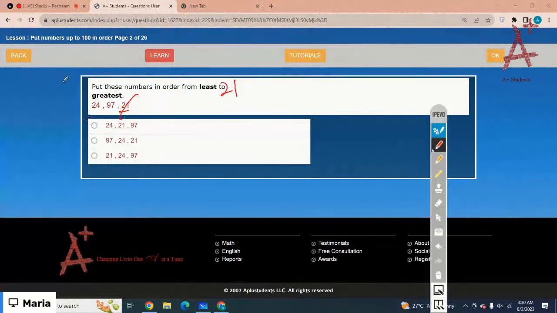Now you're left with 24 and 97. Which number is smaller now? Yes, that is 24 and then 97. So it would be 21, 24, and 97, right? The last option is the correct one.